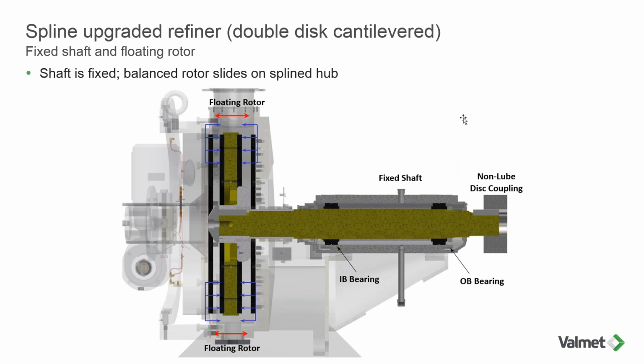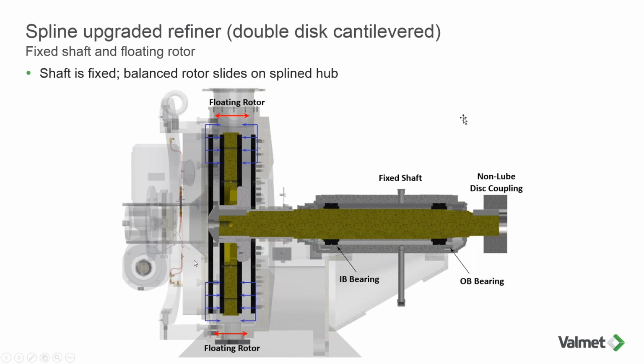One of the main improvements, a definite step change improvement in double disc refining, was the invention of spline technology. So spline technology, what it did was now the shaft is frozen in place. There's no need for this whole component to be going back and forth for the rotor to perfectly balance itself.